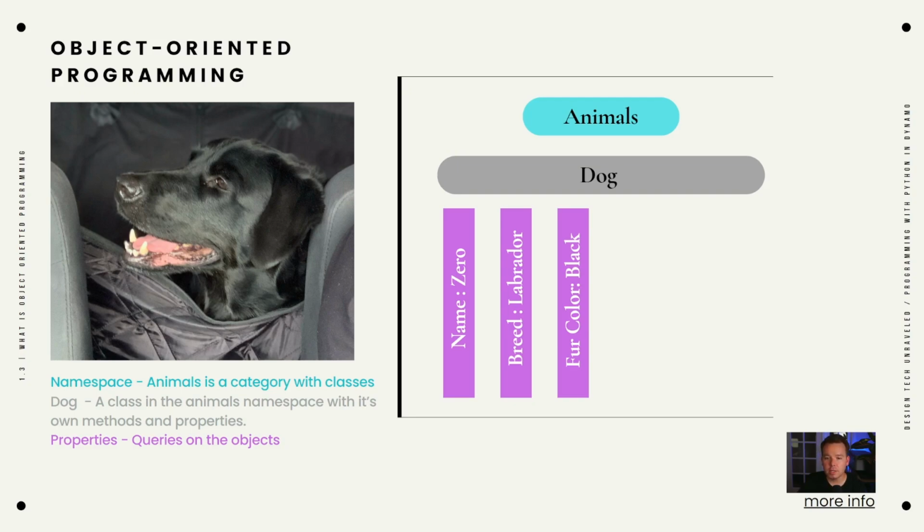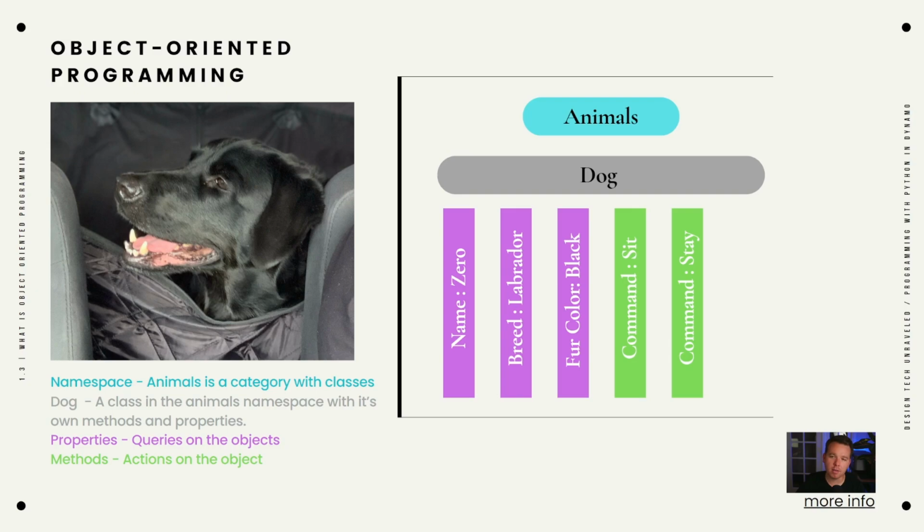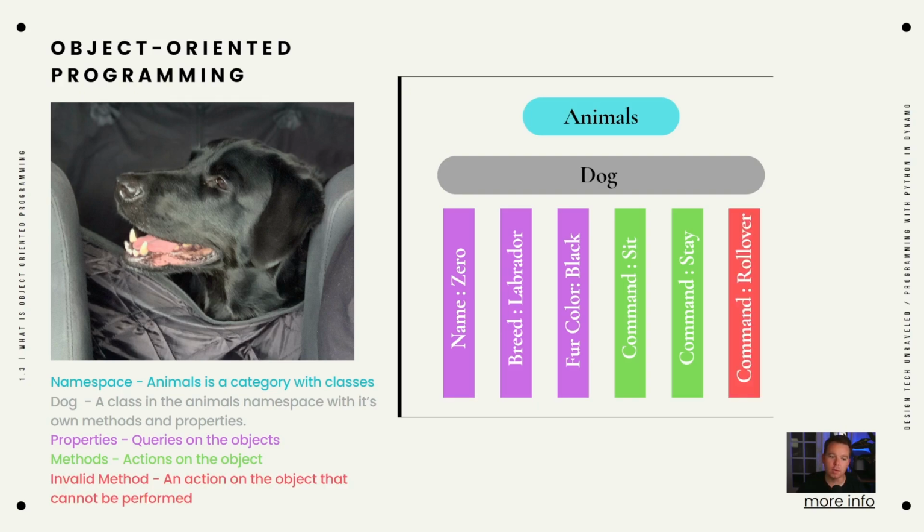For all of the properties, these are all things that exist that we can actually get from him if we pay attention. In addition to properties, we have methods. So in this case, he has a few commands that he knows. He knows sit and he knows stay. Those are actions on this object, which is once again Zero. If we were to try to use a command that he doesn't know, like roll over, it's an error. It's an invalid method that does not exist on this object or the class or the namespace that it belongs to. So in this case, that wouldn't be found and we can't use that.